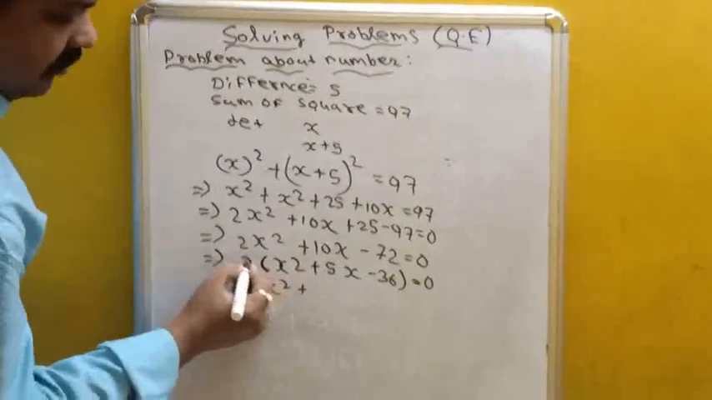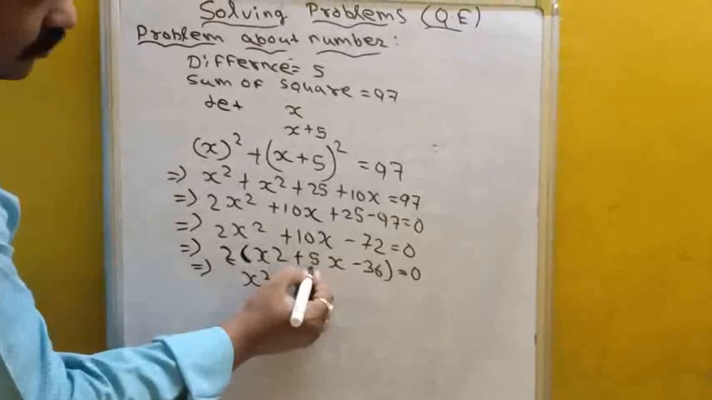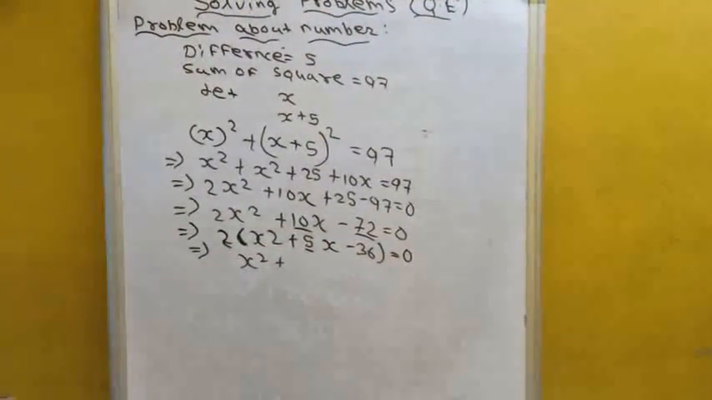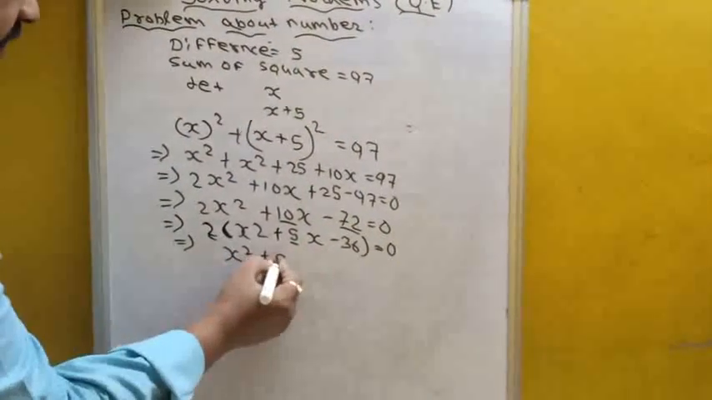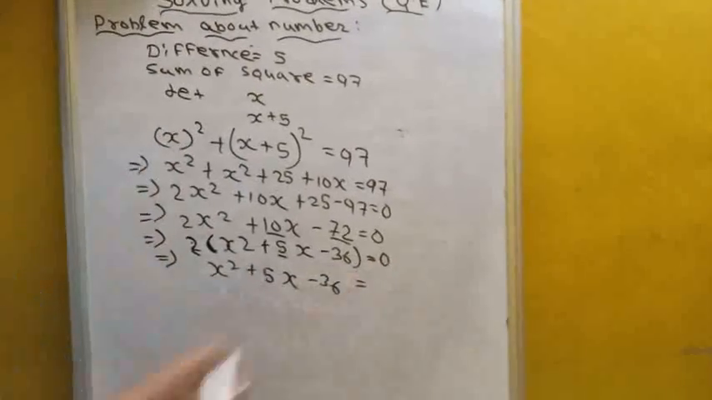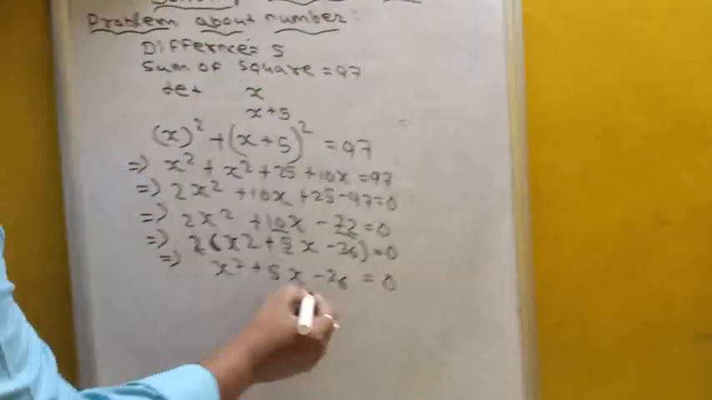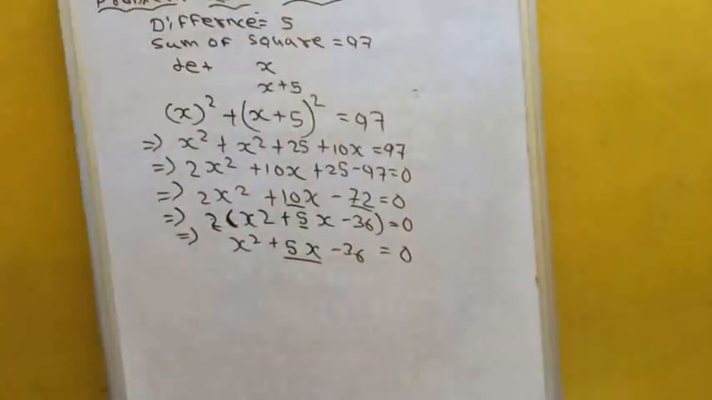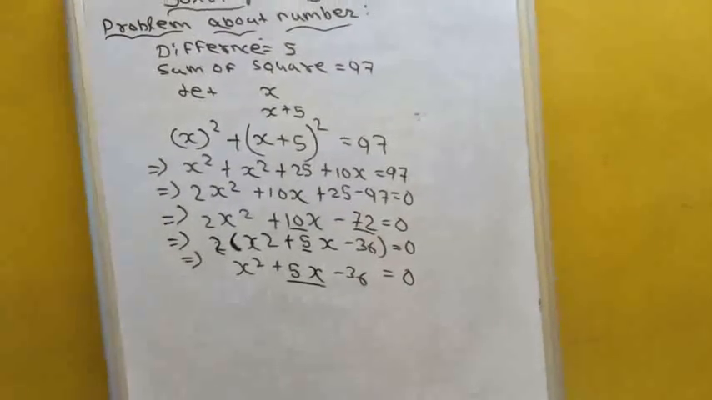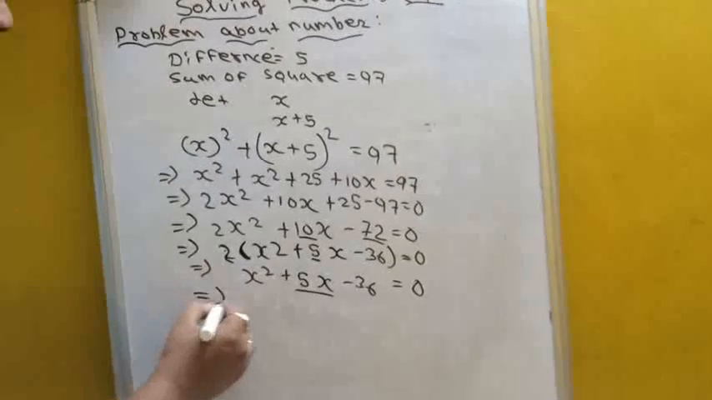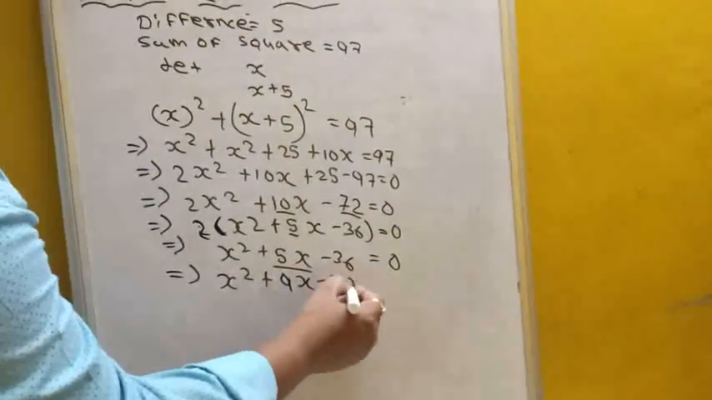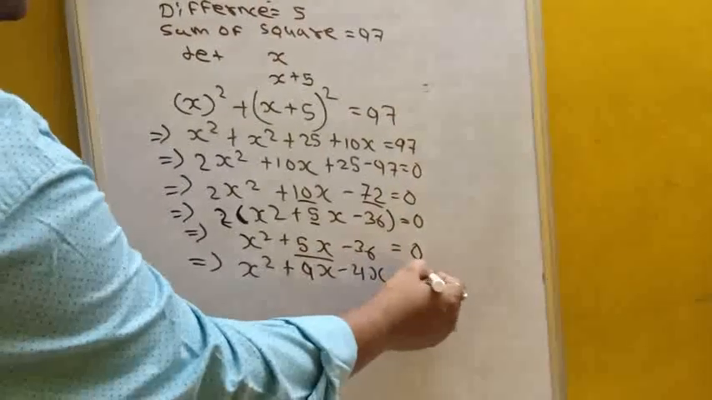Take out the common 2 here. So 2x square plus 5x minus 36 is coming, because this 2 will go to the other side, meaning 0. So think of two numbers which, if we add or subtract, give 5, or if we multiply, give 36. So I know that x square plus 9x minus 4x minus 36 equals 0.